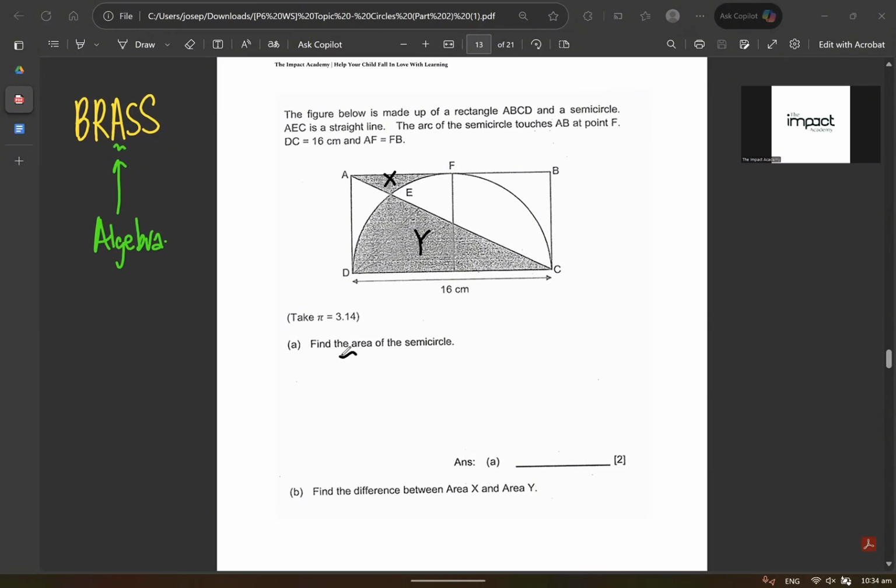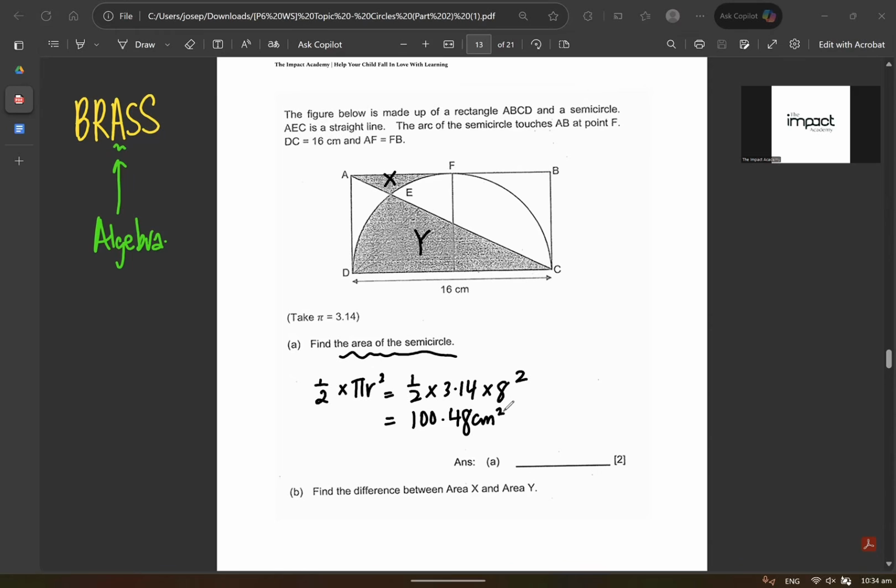In the first question, they ask us for the area of the semicircle. This one is relatively easy, and a lot of you will be able to do it. Just always remember, a semicircle is half times pi r squared. Half times 3.14. What is my radius? My radius in this situation is 8, squared. So I get 100.48 centimeter square. Is that correct? I don't think I have to talk too much about this, as I'm sure your school teachers will cover it.